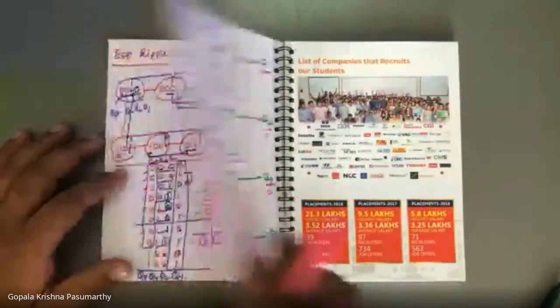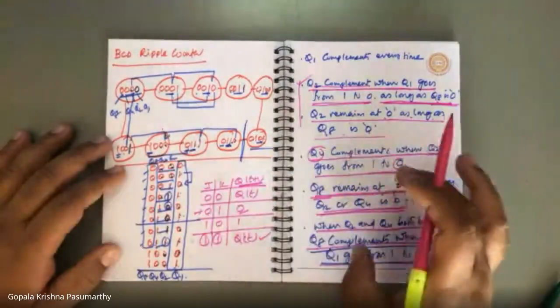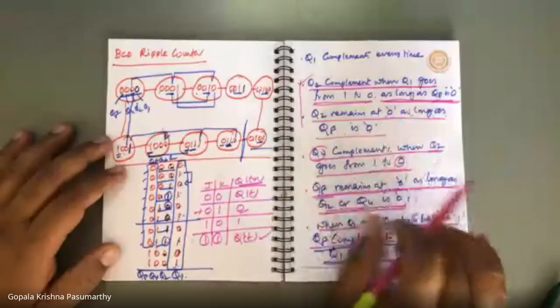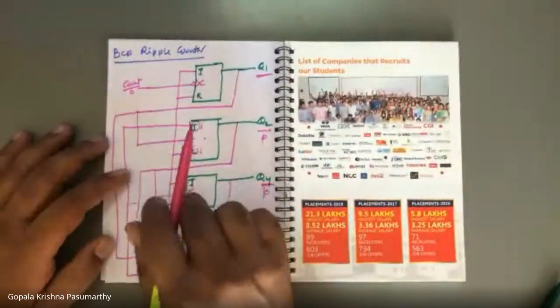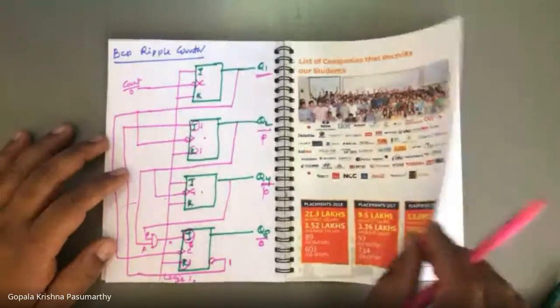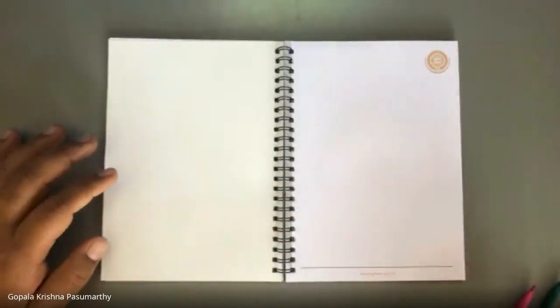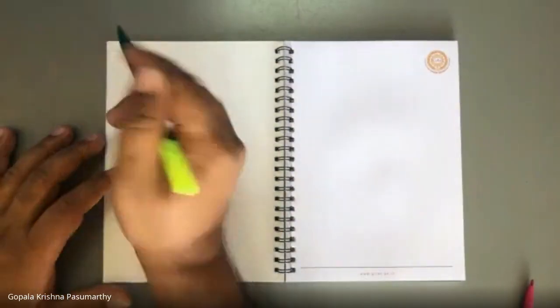That's all. So this is how, from the diagram, we have derived some rules, and all those rules have been included in the design of the BCD ripple counter. This is how we will understand the BCD ripple counter.